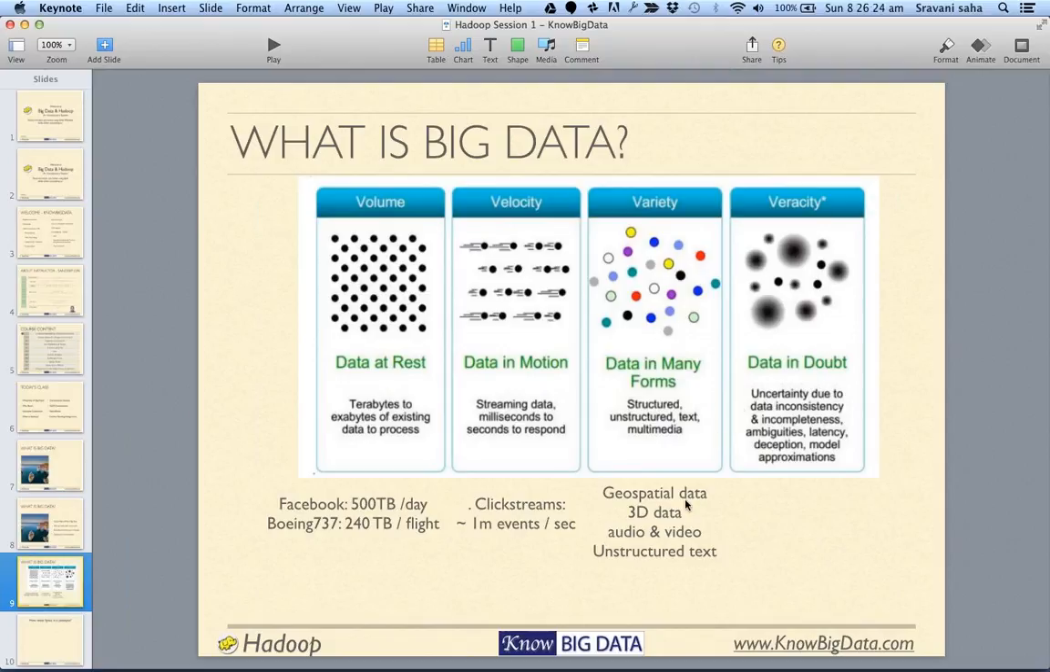So how does latency come into the picture? Latency is the velocity part. All right. That is Karthik's question.